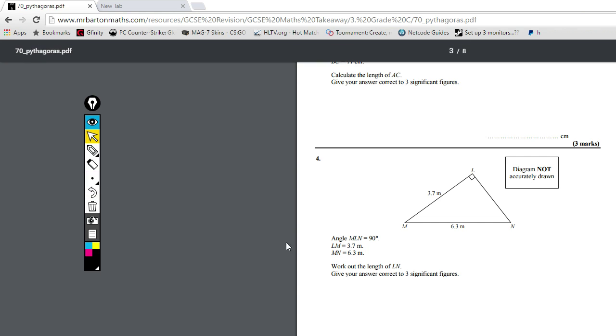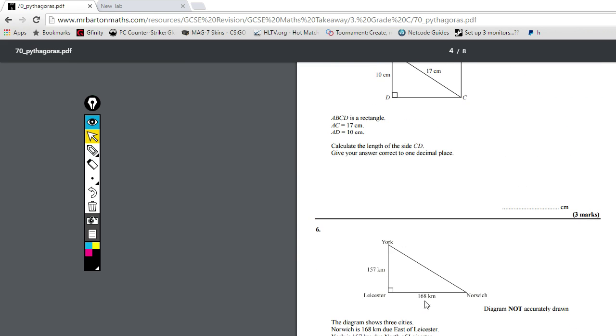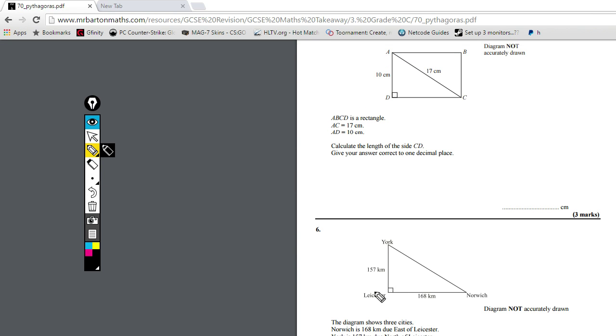Okay, so we'll do one more, a more complicated one. Actually, we'll do this one. We have this. The diagram shows three cities: York, Leicester, and Norwich. Norwich is 168 kilometers due east of Leicester. York is 157 kilometers due north of Leicester. Calculate the distance between Norwich and York. Give your answer correct to the nearest kilometre.